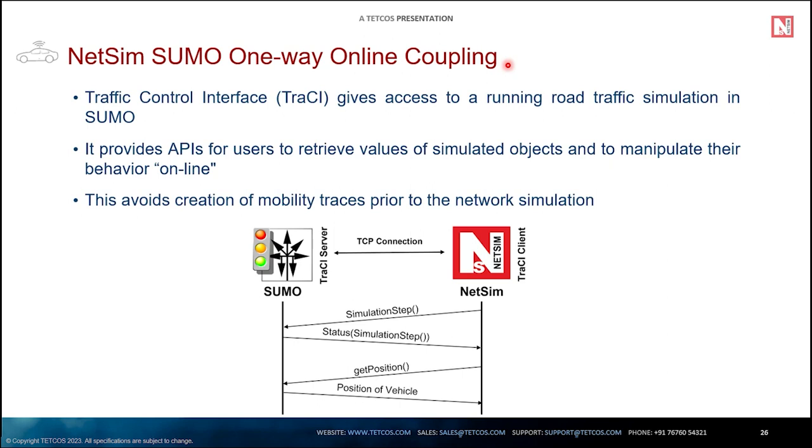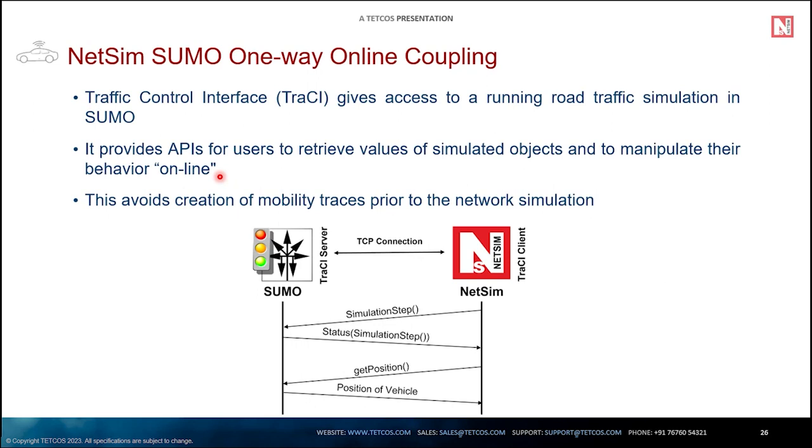In this method, there is continuous data transfer from SUMO to NetSim throughout the simulation. However, there is no feedback going from NetSim to SUMO to alter the network behavior during runtime. Interaction with SUMO during runtime is made possible with TraCI APIs. Giving access to a running road traffic simulation, it allows to retrieve values of simulated objects and to manipulate their behavior online. It uses a TCP-based client-server architecture to provide access to SUMO.